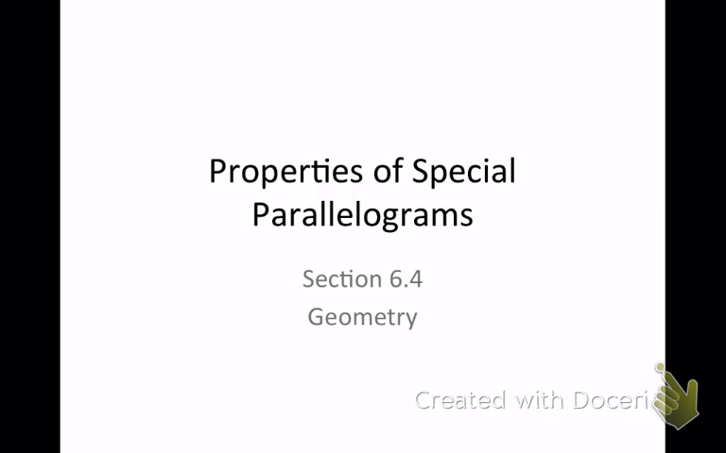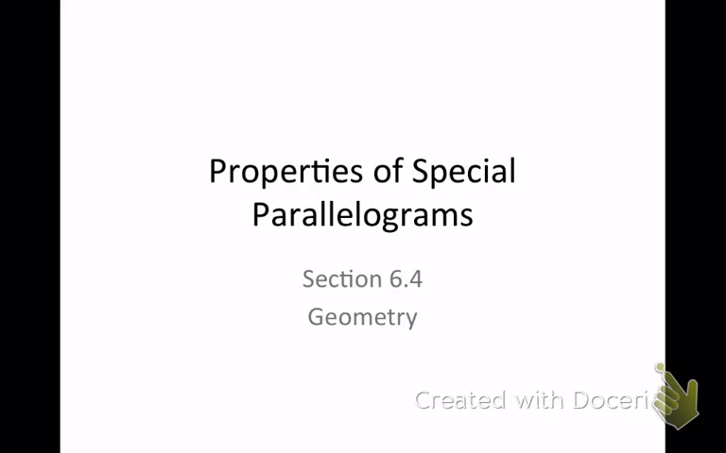Today we're going to talk about section 6.4, properties of special parallelograms. When you think of possibly some special parallelograms, what is maybe a possible shape that comes to mind? Rhombus. A rhombus is actually one of the shapes we're going to talk about today. What's another one that might come to mind?